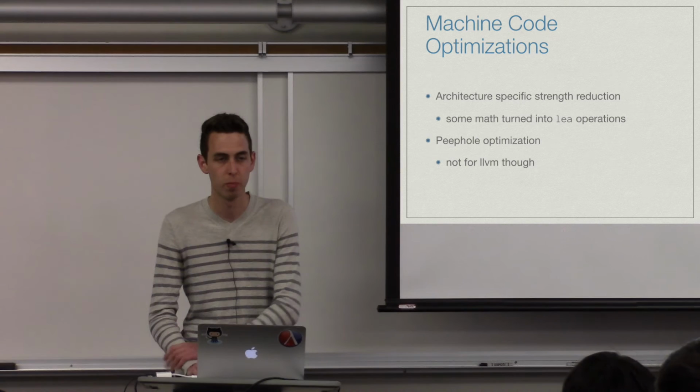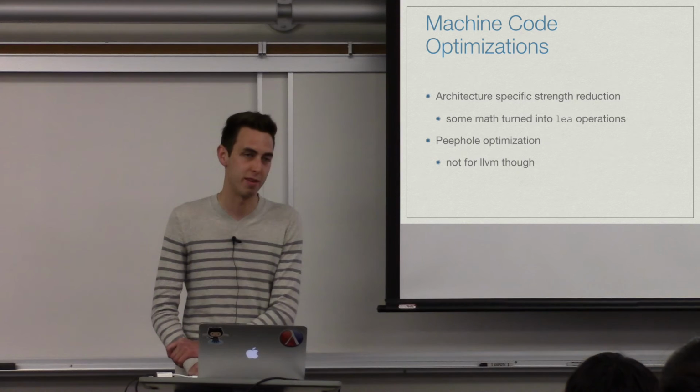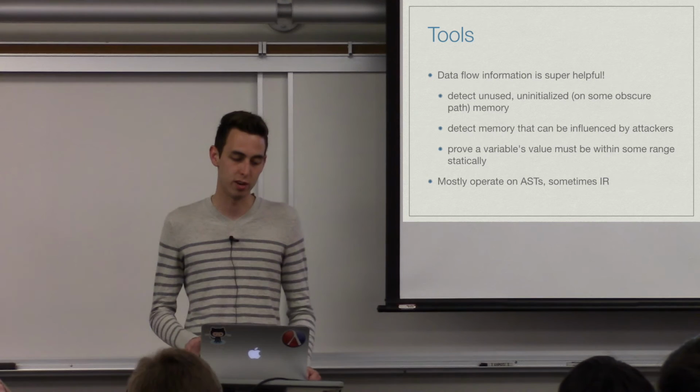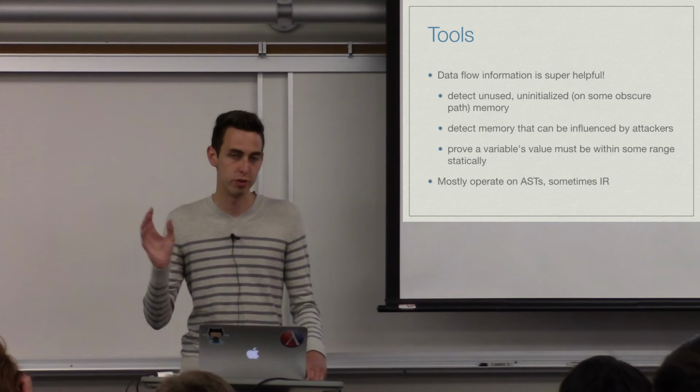So yeah, there's tons of cool optimizations. This is only some of my favorite ones. There's some other ones out there as well. But there's also some really cool tools that people have built using this stuff. It turns out that data flow information is really, really helpful. And the compiler uses it to tell you, no, you're using uninitialized memory here, but it only goes so far.